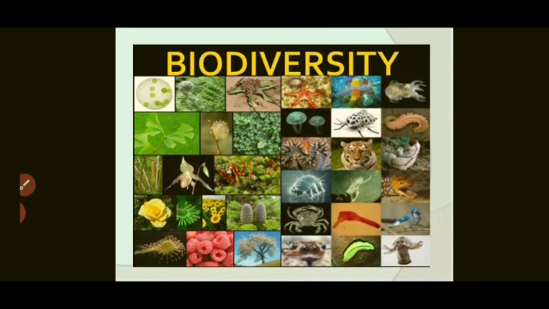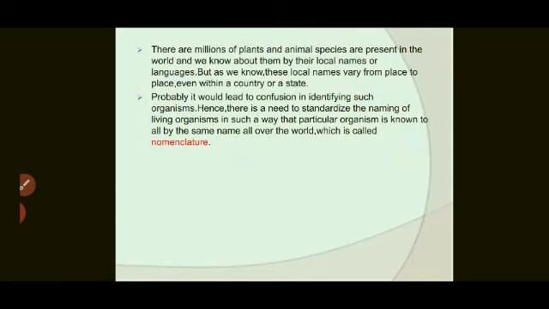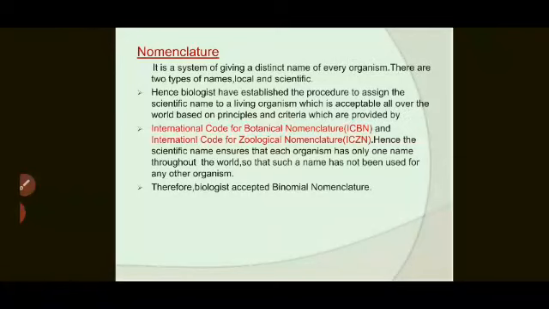So there is a need for what? For naming these living organisms in such a way that a particular organism should be named by the same name all over the world, and this naming of organisms is called nomenclature. So nomenclature is a system of giving a distinct name to every organism. There are two types of names, as I told you, the local name and the scientific name.